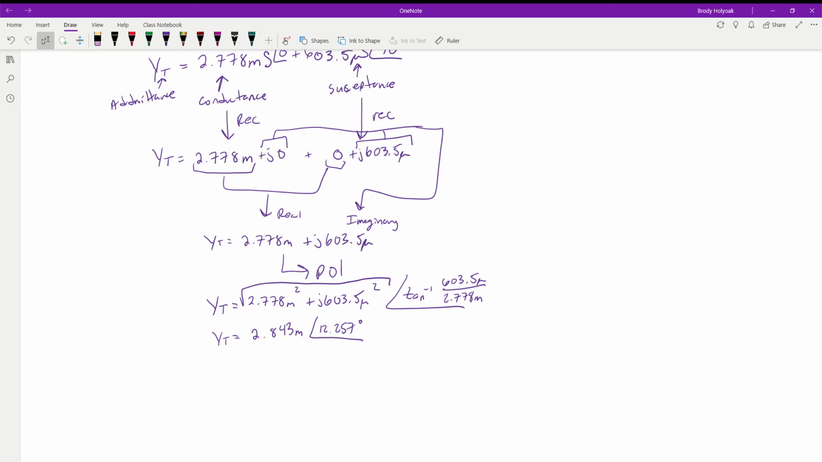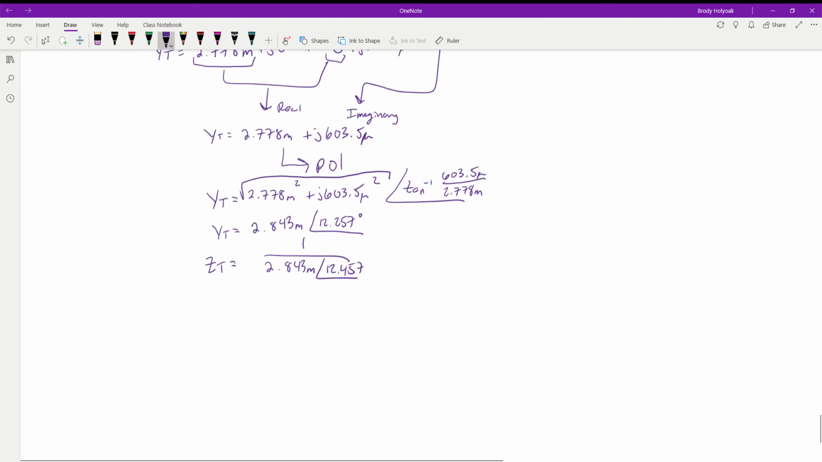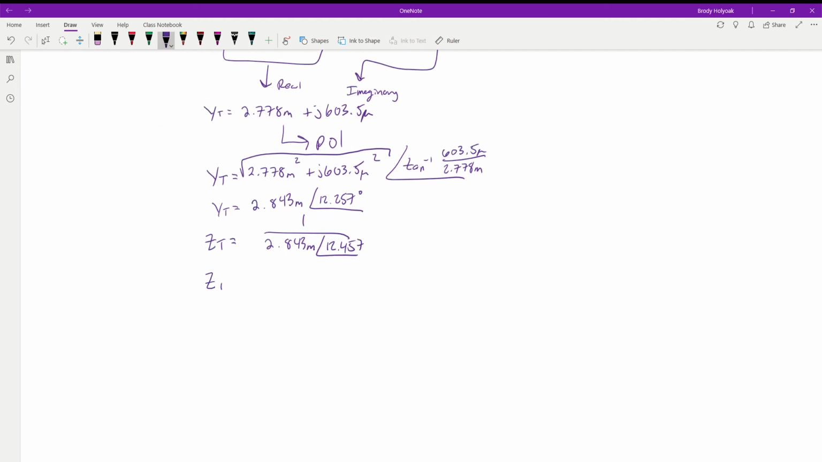Okay, now we're going to take the reciprocal of both sides of this, and this is going to turn this back into our Z total, our impedance. We're going to take the inverse of 2.843 milli at an angle of 12.457. When we finish doing that, our Z total comes out to be 351.741 at negative 12.457 degrees, and this is in ohms.